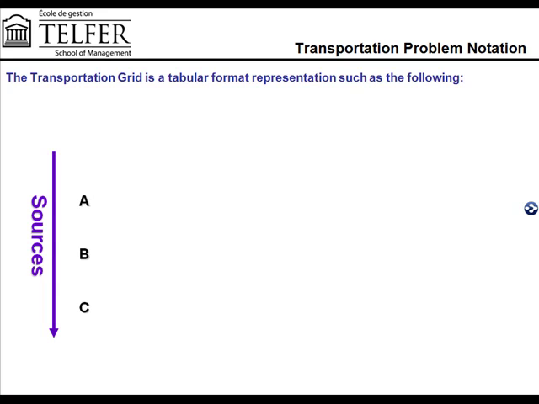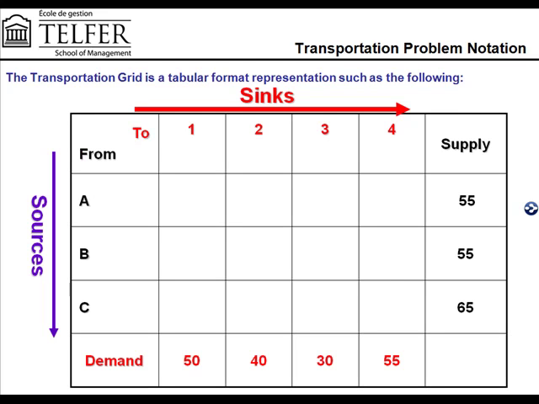Along your vertical axis, you have all of your sources or your supply points. In this case, we have 3 supply points, A, B, and C. On the x-axis or on the horizontal axis, you have your sinks or your demand points. In this case, we have 4 demand points, 1, 2, 3, and 4. So the table between these supply points and demand points are meant to show you the actual flow of material from the supply point to the demand point, as well as the cost of transportation between specific supply points and demand points.